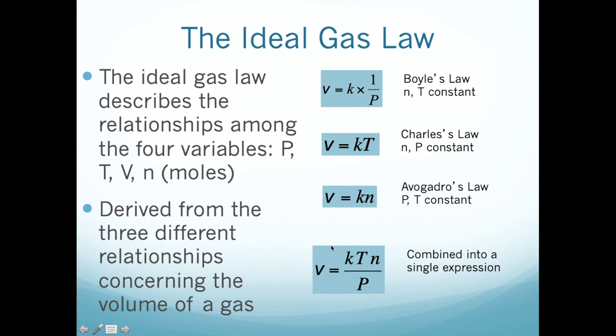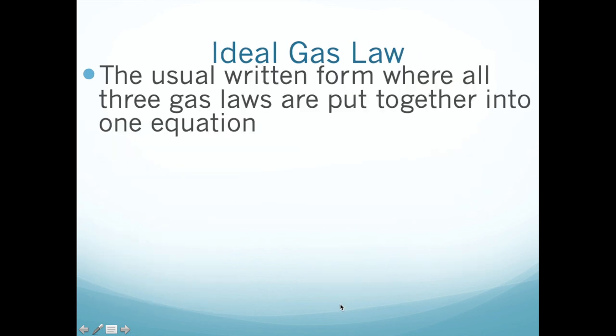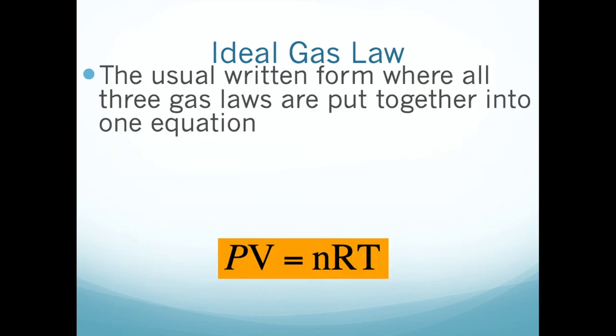Now, typically we rearrange this so that everything's on one line. It just makes manipulating the equation a little bit easier. To do that, we're going to multiply by pressure and move it to this side. We're also going to give our constant a special symbol, and that's going to be R. So our pressure times our volume is equal to our number of moles times our constant R times our temperature.